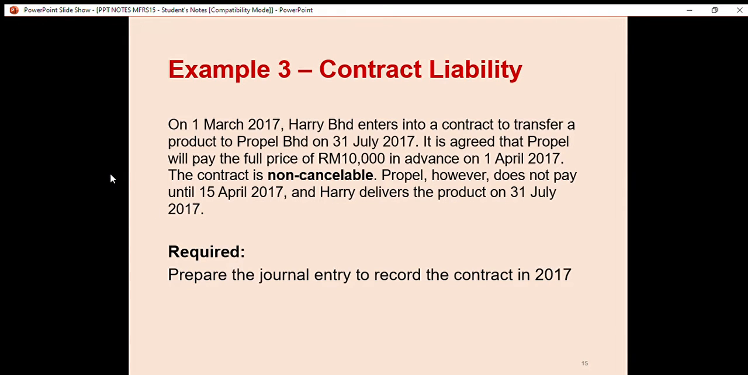This is a contract signed by Harry Berhad and its customer Propel Berhad on 1st March 2017. In this contract, Harry Berhad will receive payment in advance, that is on 1st April 2017, and the goods will be delivered to the customer on 31st July 2017. So the seller will receive the payment first and perform its obligation later, that is on 31st July 2017. Required: prepare the journal entry to record the contract in 2017.